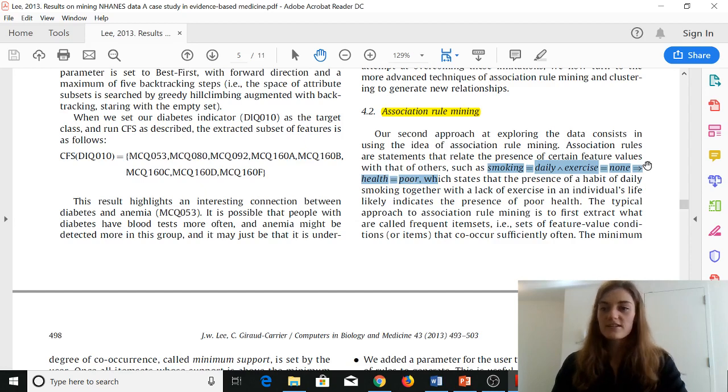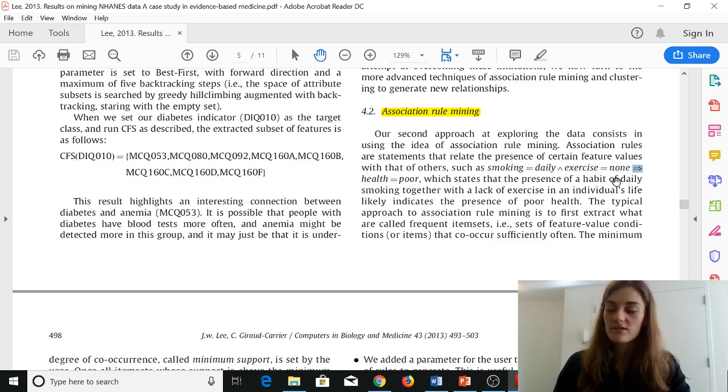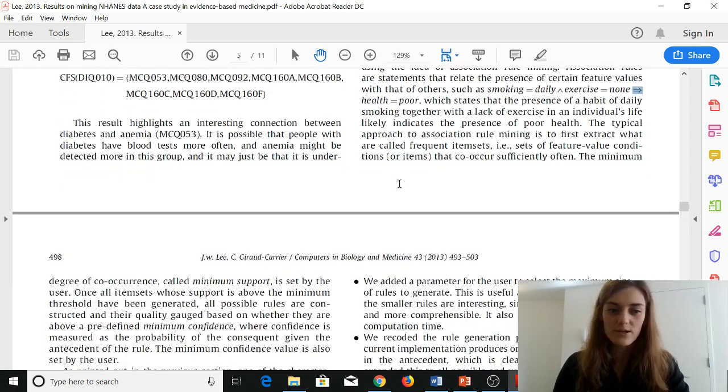Okay, so the important thing about association rule mining is that you're looking for rules. So you're looking for this little arrow. So these conditions occur with this outcome. Is this making sense? This is what we're looking for. This is what we'll be doing.